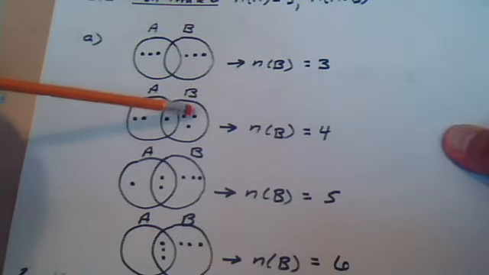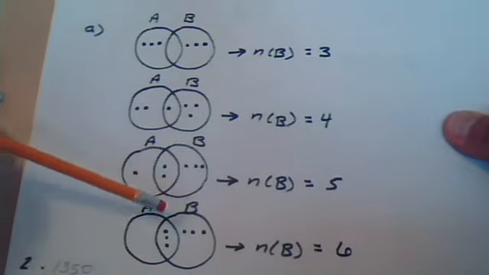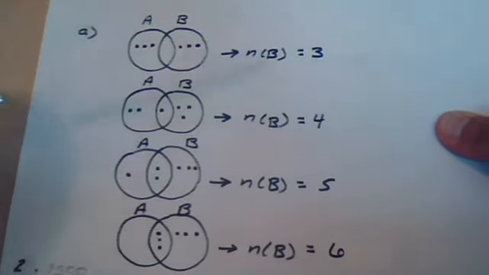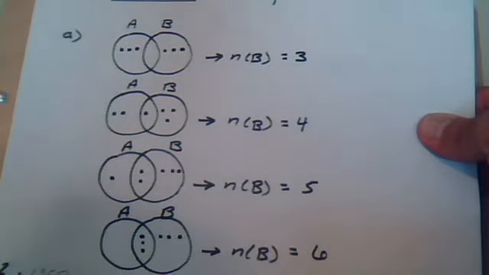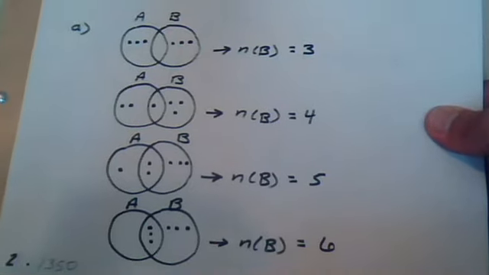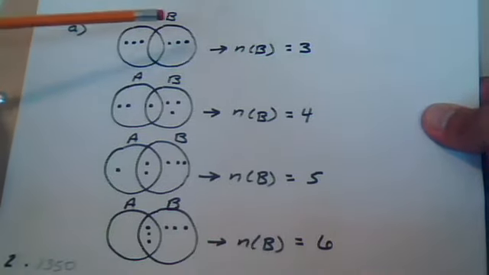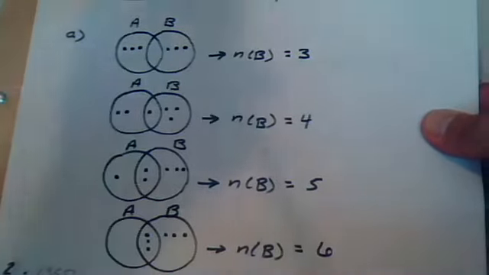1, 2, 3, 4, 5, 6. So these numbers are the possible number of members that B can have when there's an overlap taking place, where A and B are overlapping.